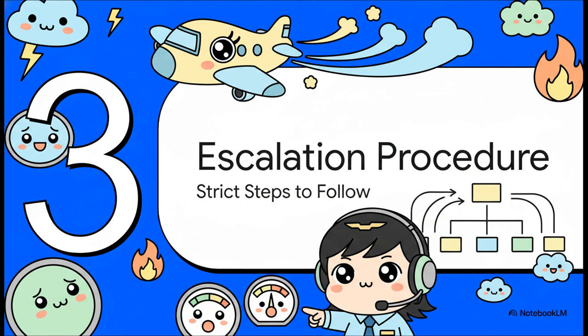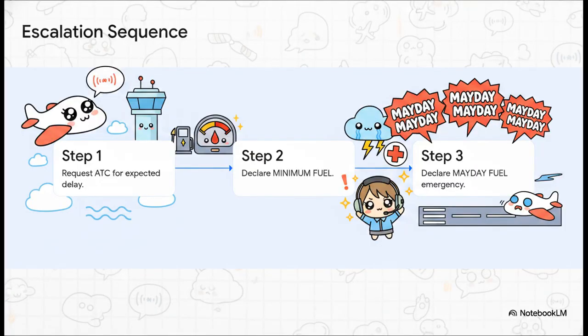Which brings us to Section 3, the Emergency Escalation Procedure. Because, as we know, fuel emergencies rarely just happen in a split second. They build up over time. And there's a highly structured, three-step sequence of escalation that pilots have to follow as a situation degrades. It's kind of like a staircase of urgency.